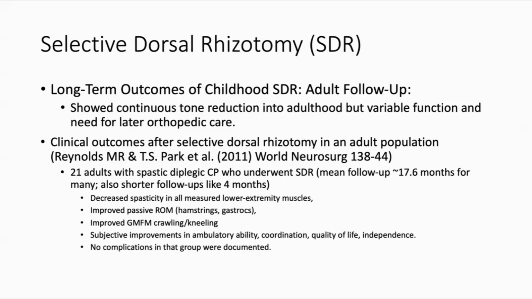There's not much study done for adults with cerebral palsy, but when I look at T.S. Park's team, they did publish on 21 adults with spastic diplegic CP who underwent SDR as grown-ups, and they had a follow-up from 4 months to longer term, but the average was 17 months follow-up after the SDR done in adults.